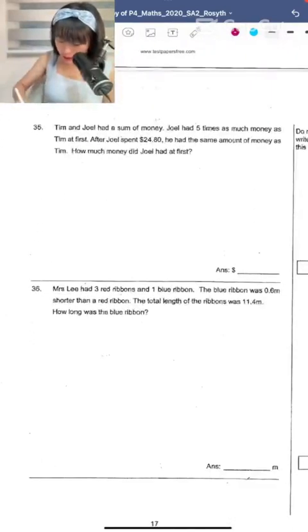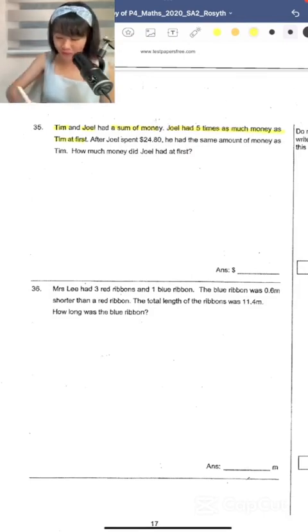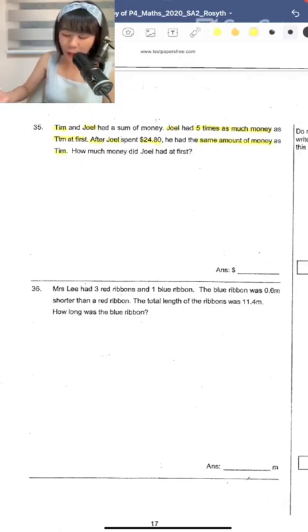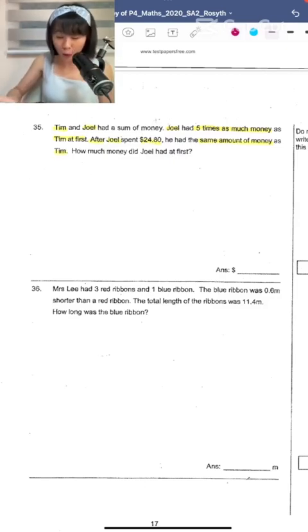Question 35, we have Tim and Joel had some money. Joel had 5 times as much money as Tim at first. After Joel spent $24.80, they had the same amount of money. He had the same amount of money as Tim. So this is a before and after question, so I can try to draw my model.